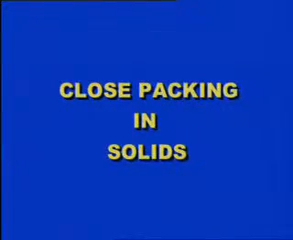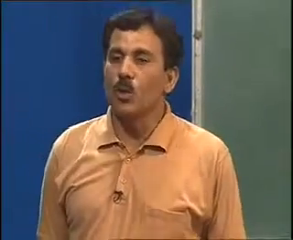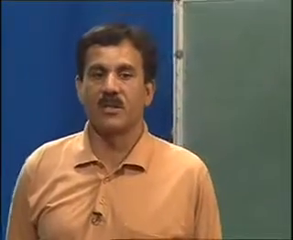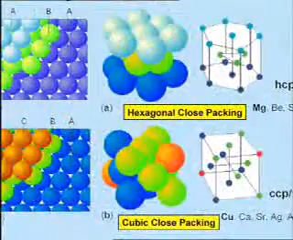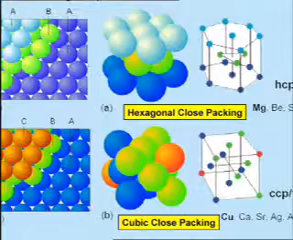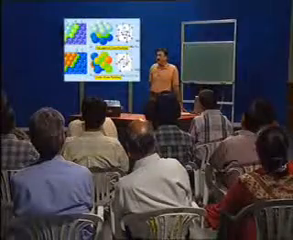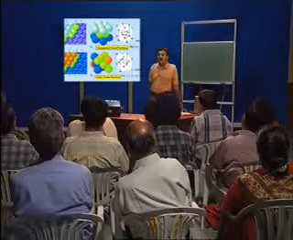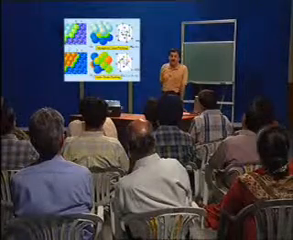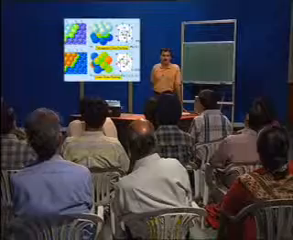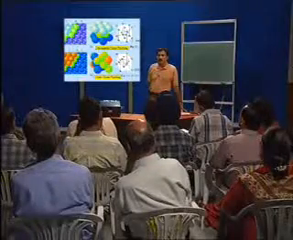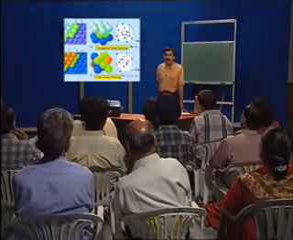Next, let us see the close packing of particles in solids. Here, when I am referring to particles, it means the constituents, and all the solids which we come across are basically made up of three kinds of particles. These are ions, atoms and molecules.